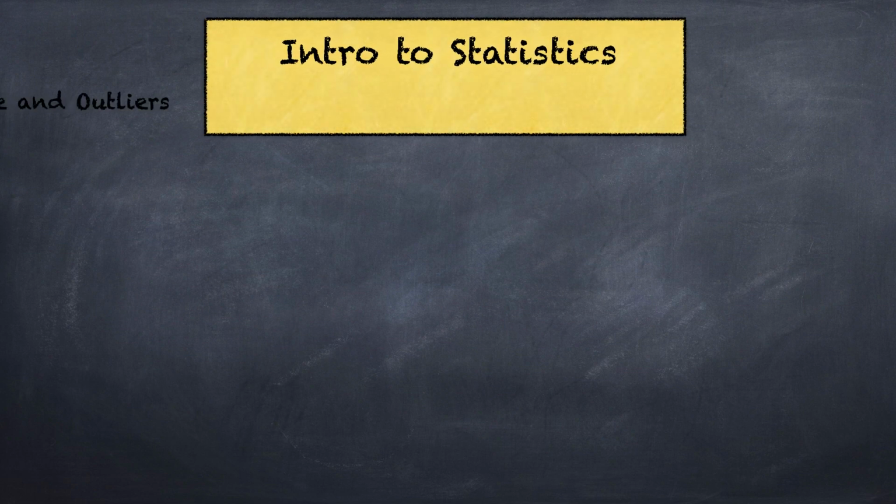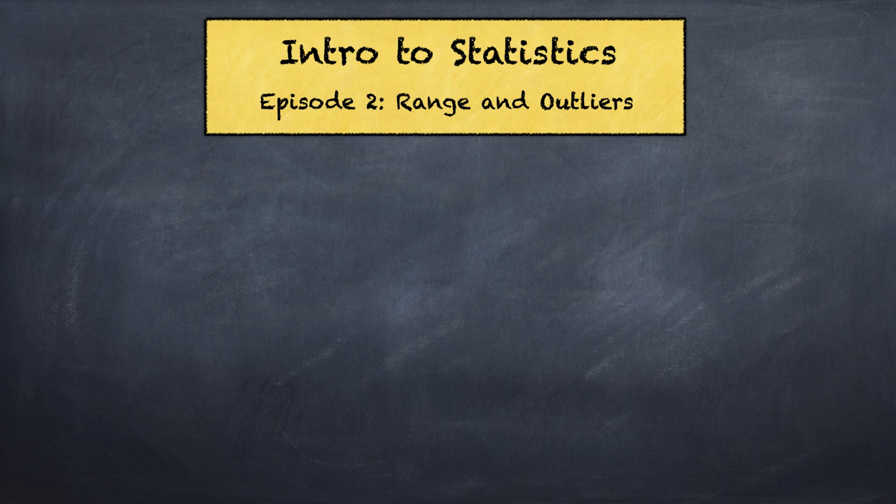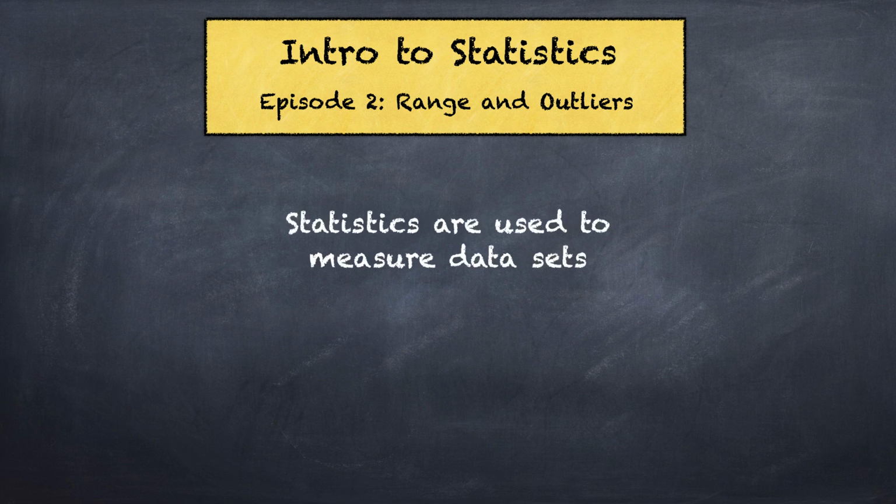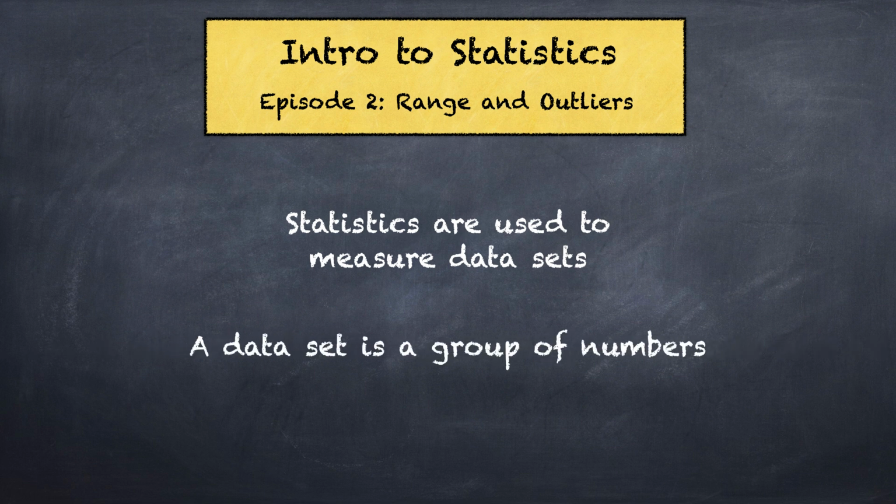This is the Intro to Statistics series, and in this video we're going over range and outliers. So just a quick review, what statistics are. Statistics are used to measure data sets, and a data set is a group of numbers. There's multiple ways you can measure data sets. Last video we went over the core components of mean, median, and mode. In this one we're going over range and outliers.